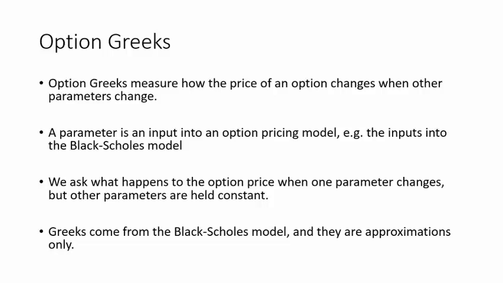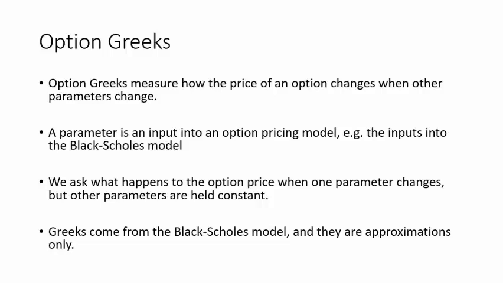A parameter is an input into an option pricing model. Take for example the inputs into the Black-Scholes model. Perhaps the simplest input is the underlying stock price, right? If you remember last time when we were calculating the price of an option using the Black-Scholes model, we had to enter in various different parameters. We entered in the stock price, the volatility, the time to expiry, and so on. So a parameter can be the stock price, the interest rate, the time to expiry, and so on.